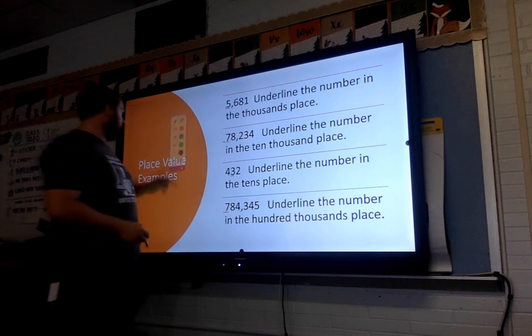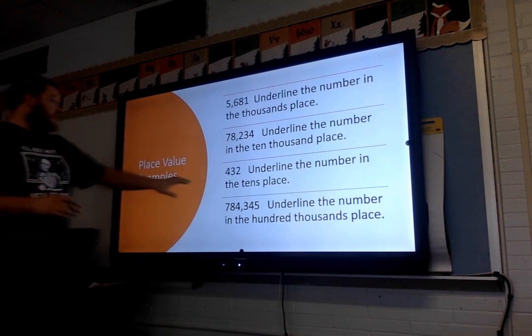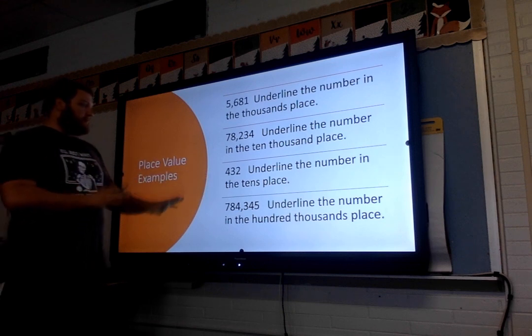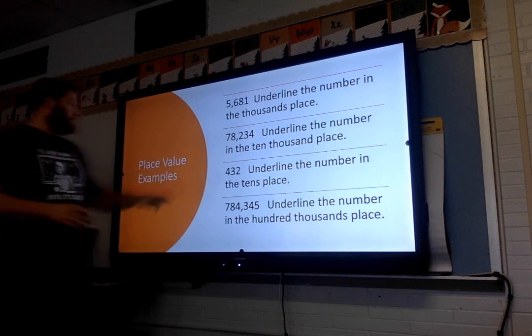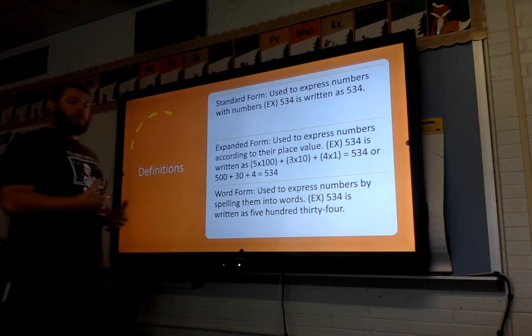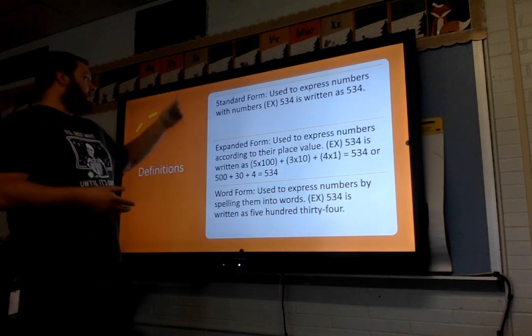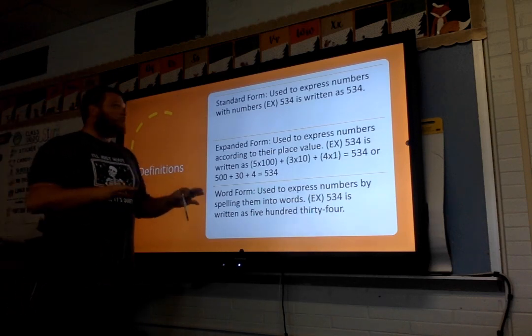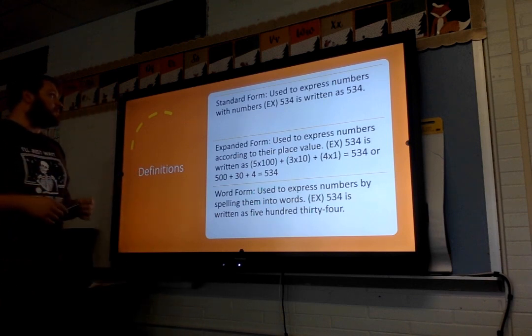And they're all different, that way they can get used to seeing where each one is in relation to each other. After they've got some place value examples, just quick, because that's not our main learning objective, that's just underlining information beforehand that will help them out. And then we go into our definitions. So this will be our standard, expanded, and word form. This is just quick definitions, so that way they know what to expect, what to look for.